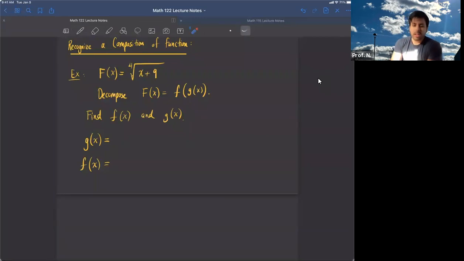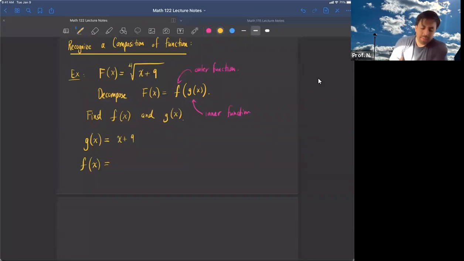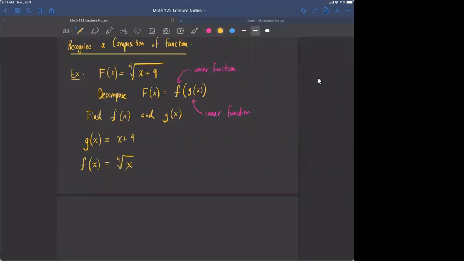No? Doesn't make sense. So look, what if I do this? One way to do this very simply, especially when we have radicals, is to see what's underneath the radical. Well, why don't we make that our function? This function g, you can consider it as your inner function. So what's the inner function? And then the function on the outside, that's going to be your outer function. So my inner function will be what? X plus 9. And what's my outer function? The 4th root of x.